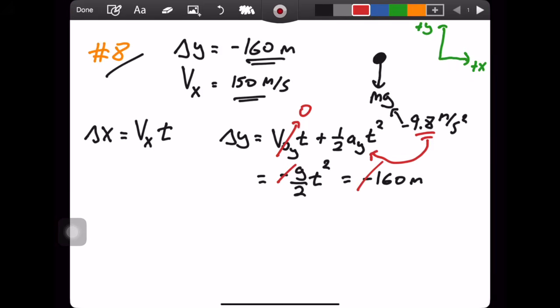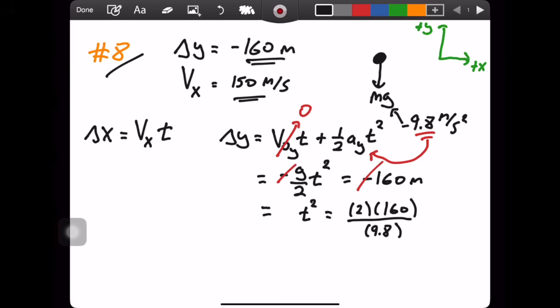So what I'm going to do is multiply both sides by 2, and divide both sides by g. That's going to isolate the t squared. So I'll have t squared equals 2 times 160. Again, the negative sign canceled out. And then I'll have my 9.8 meters per second squared.